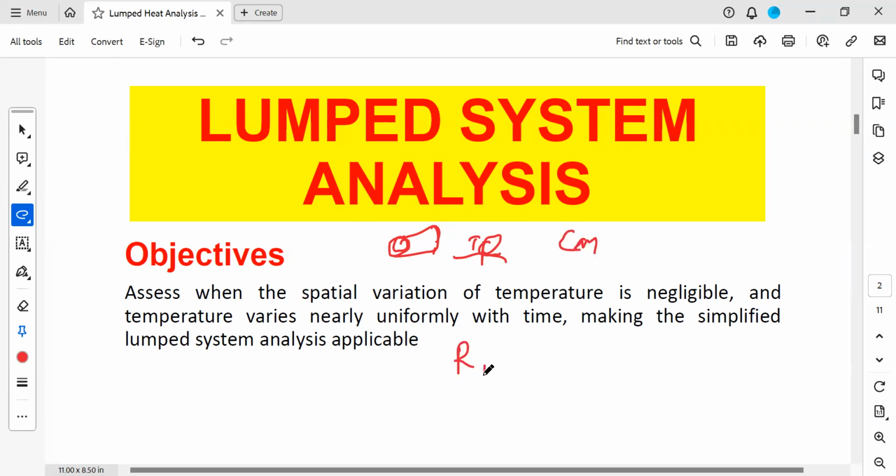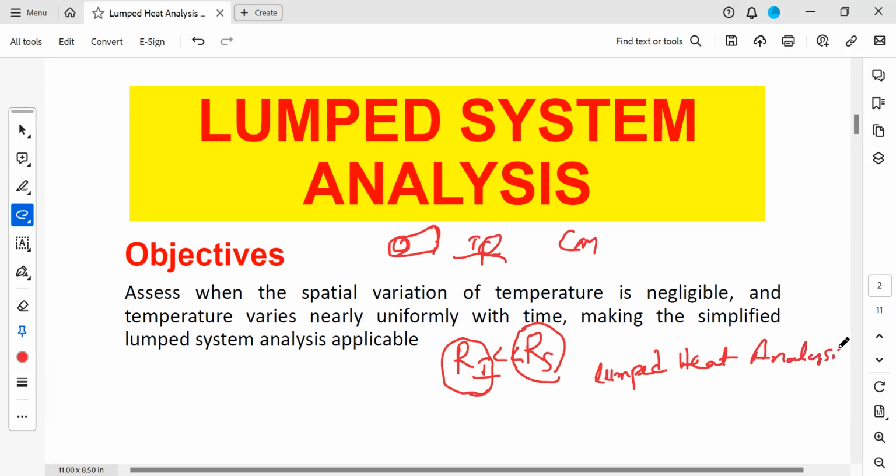So one is called internal resistance, and the other is called surface resistance, or convective resistance. If the internal resistance is very small when compared to the surface or convective resistance, then that kind of study is called lumped heat analysis. So lumped heat analysis is a heat transfer process in which we assume the internal, or conductive, resistance is negligible when compared with the surface, or convective, resistance. There is no resistance inside the solid.